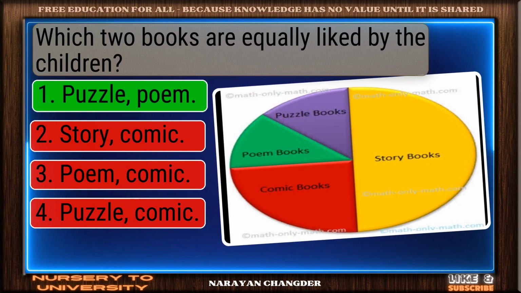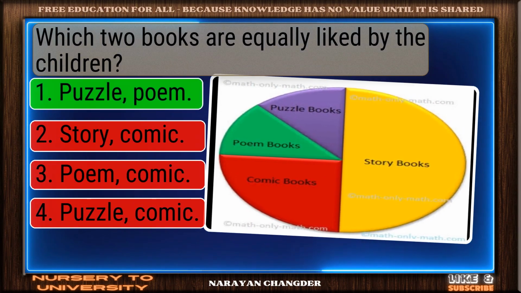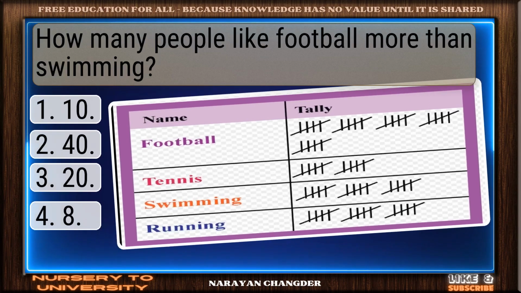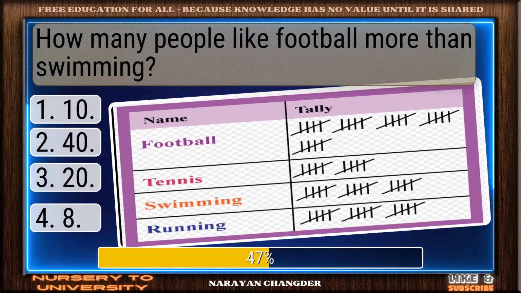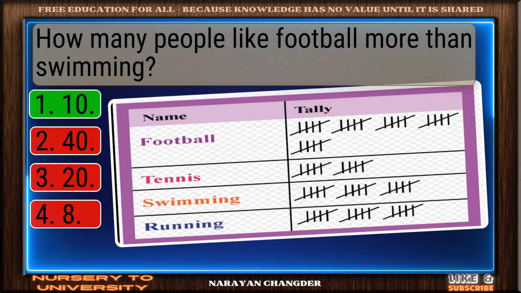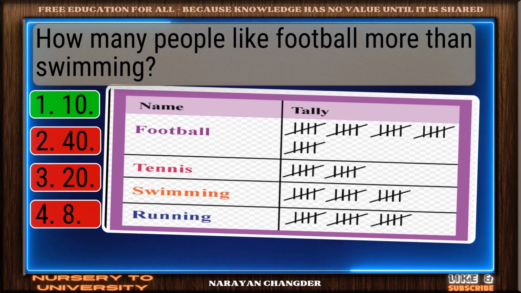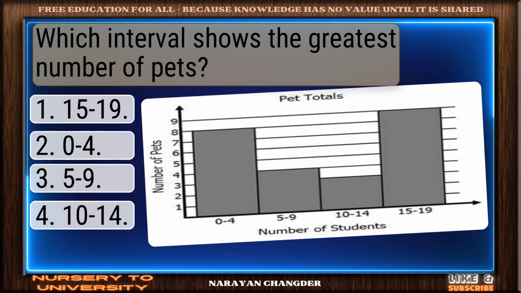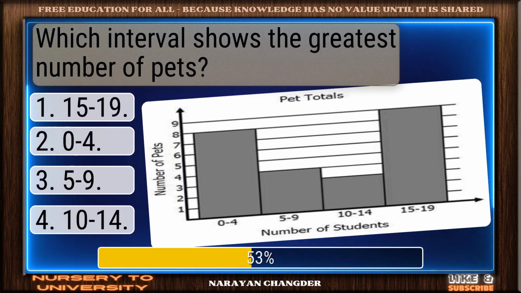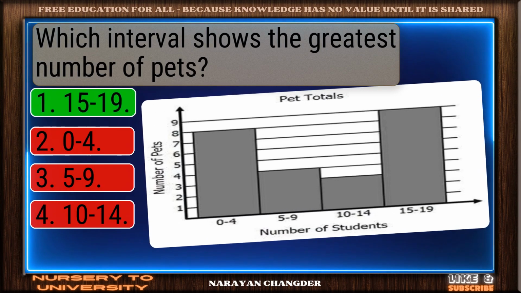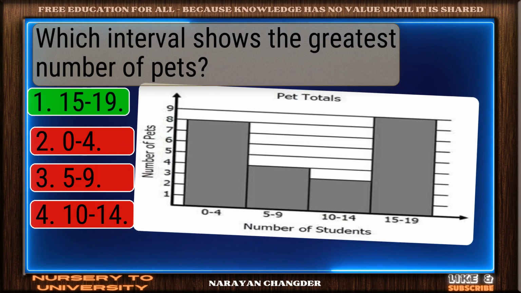Well done. Puzzle. Poem is the right choice. How many people like football more than swimming? Right again. 10 is a valid answer. Which interval shows the greatest number of pets? Smart pick. 1519 is the correct choice.